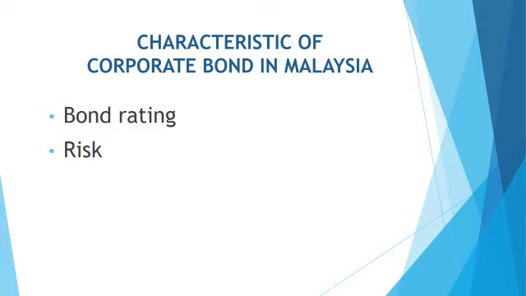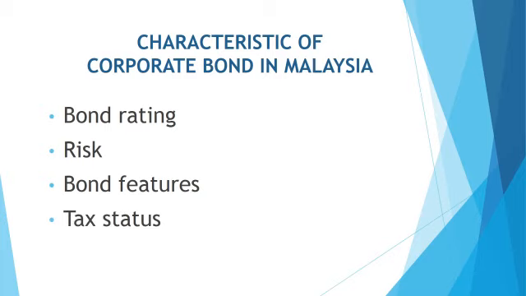Third is interest rate risk. It is the risk of price fluctuation due to changes in interest rate, which will cause the price of the bond to decrease. The third characteristic is bond features. The investor needs to identify if their bond has additional features of a call provision or a convertibility feature, and these are called callable bond and convertible bond.